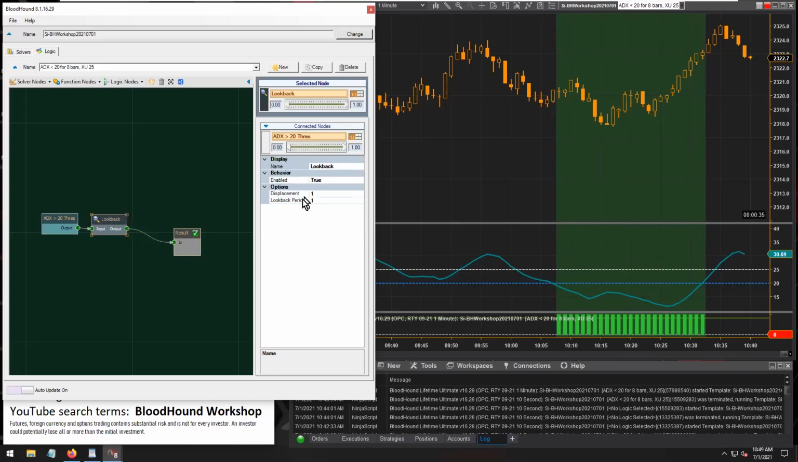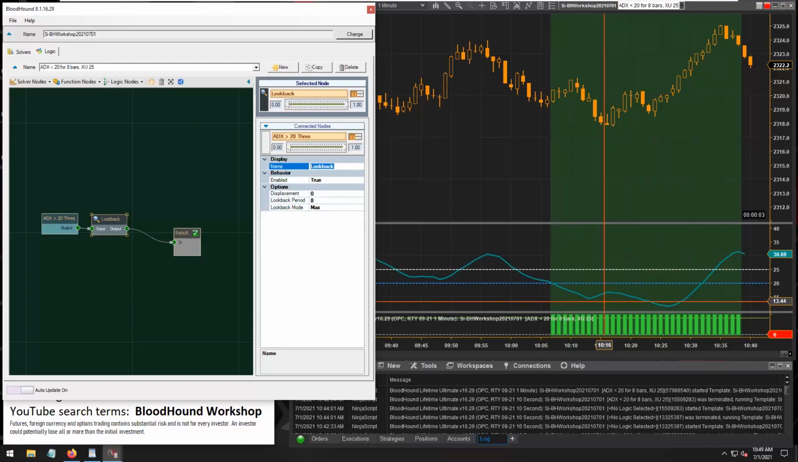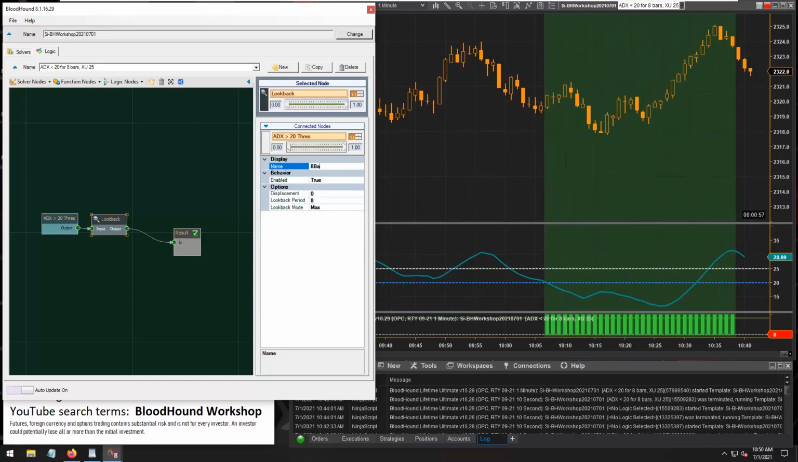All right. So with the look back node, we're not going to use the displacement. We're going to set that to 0. And our look back period is going to be 8. We want 8 bars below 20. And now the mode is we're looking for the minimum value, or another way of saying it is we want a minimum of 8 bars in a row where it's below 20, right? There. I somehow switched that to max, put that back to min.